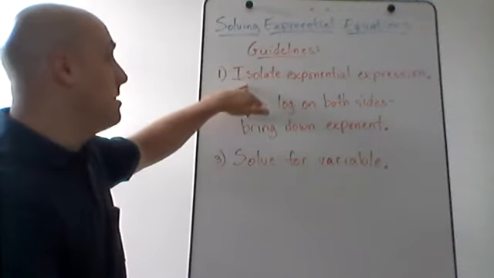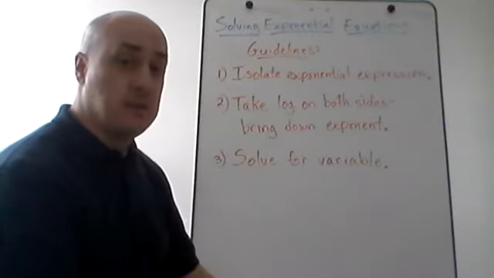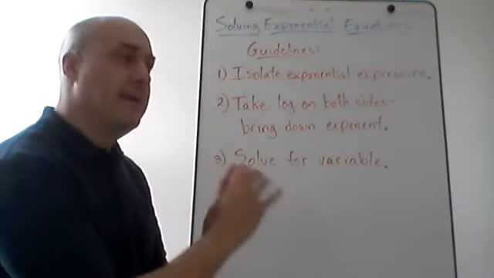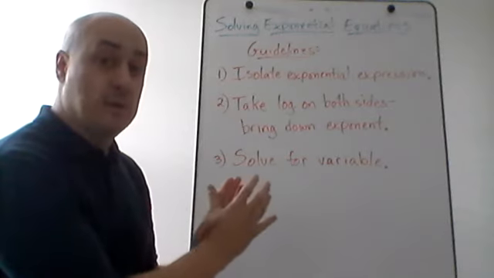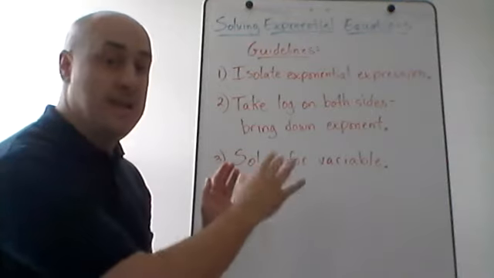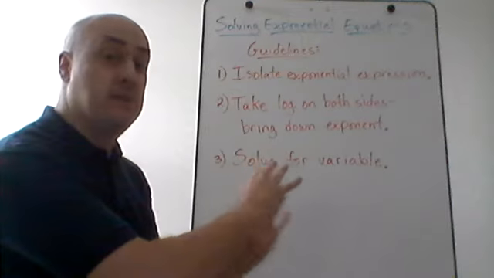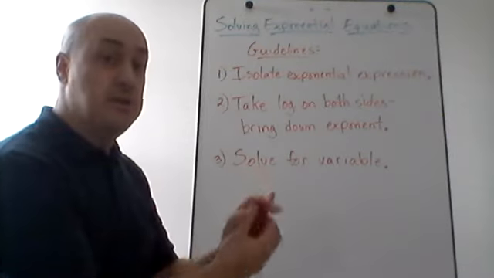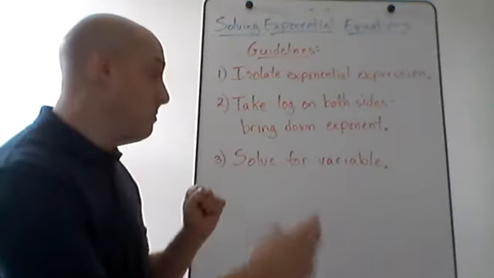All right, so the steps we use. First thing, isolate the exponential expression, the base to the power that involves the exponent. Get that base to the power by itself on one side of the equation. Move every other number to the other side, right? By adding, subtracting, multiplying, dividing, whatever you need to do. Clear all the other numbers away. We want one side of the equation to just be the base raised to the exponent.